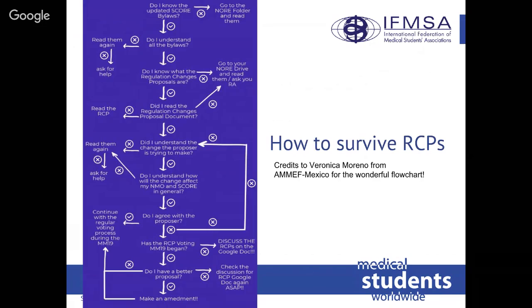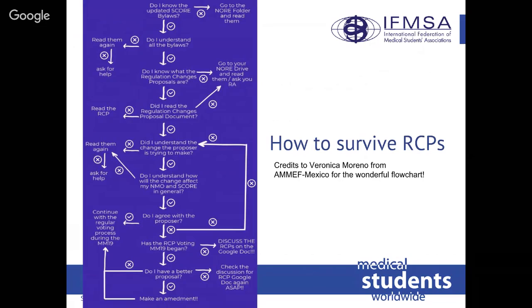Then you need to understand how this change will affect your NMO and SCORI in general. That's why we also decided to divide all the proposals into categories, so you know which are the more vital ones and which are the minimal and minor changes that will not really affect the way SCORI works. Then you need to ask yourself if you agree with the proposer. If you agree with the proposer, then you can continue with the regular voting process during the March meeting.